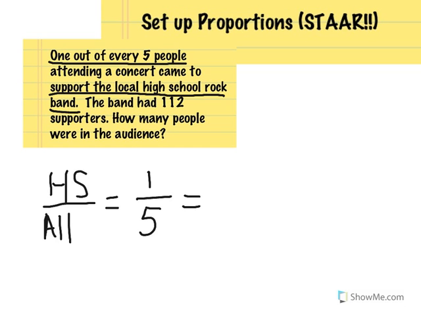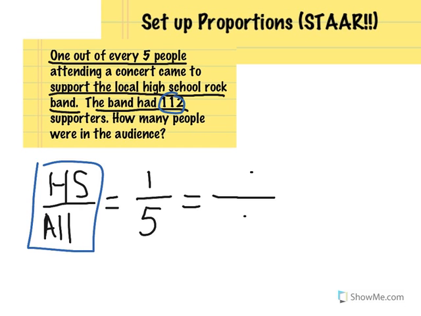And we also know that the band had 112 supporters. So, figuring out where to put that 112, I need to look back at my key here. Okay, 112 came to support the high school band, so 112 goes on top, because that's where my high school portion is going. So, I'm solving for this missing variable. How many people were in the audience altogether? I'm going to solve for P.